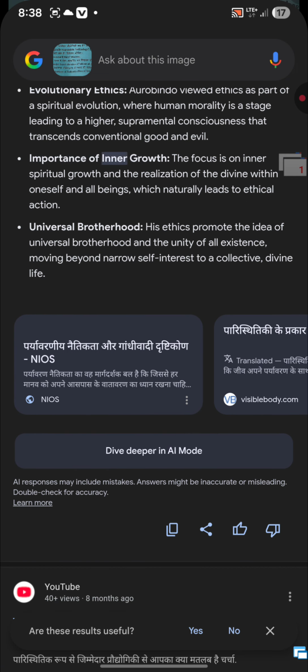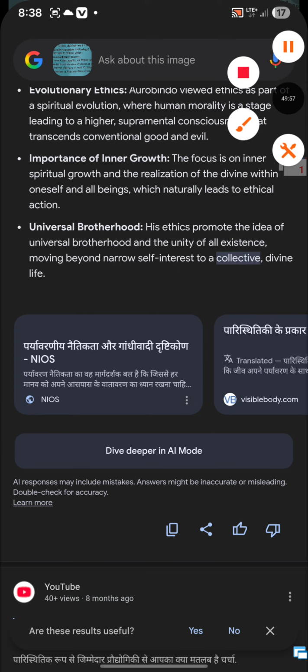3. Importance of inner growth. The focus is on inner spiritual growth and the realization of the divine within oneself and all beings, which naturally leads to ethical action. And 4. Universal brotherhood. His ethics promote the idea of universal brotherhood and the unity of all existence, moving beyond narrow self-interest to a collective, divine life.